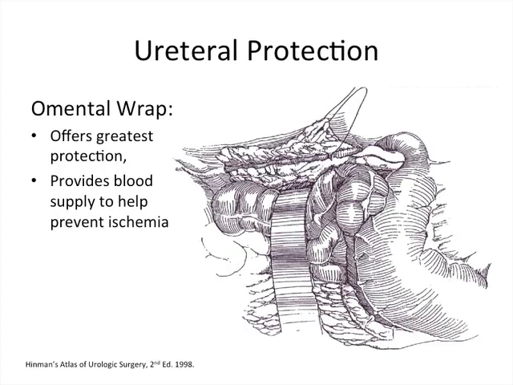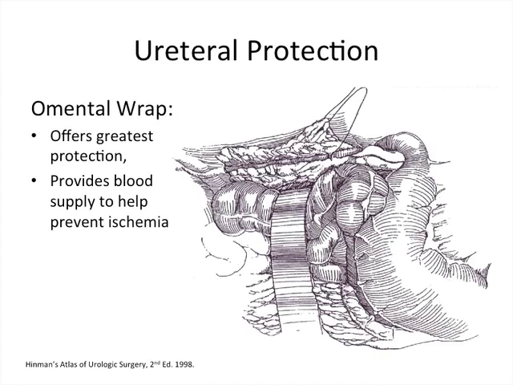Regardless of how one frees up the ureter, it should be protected following ureterolysis. This can be done one of three ways. It has been reported that you can do a lateral displacement and just sew the peritoneum to the psoas behind the ureter. You can also bring the ureter out of the peritoneum and close the peritoneum behind. But the preferred method for protecting the ureter is performing an omental wrap, which offers the most protection and also provides some blood supply to prevent late ischemic changes.